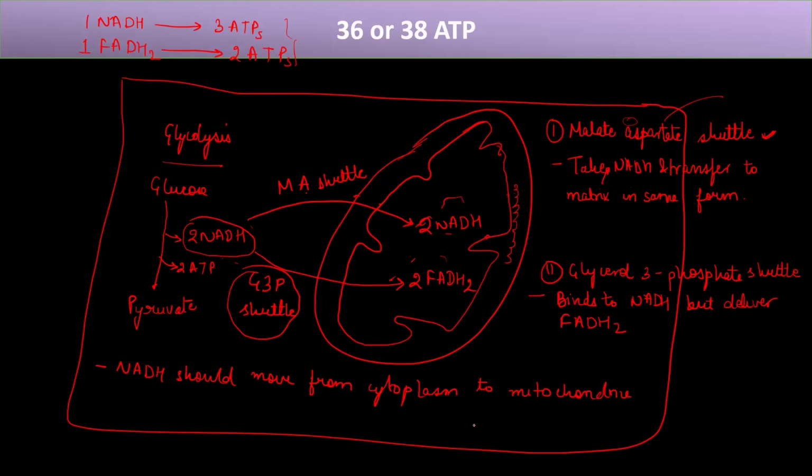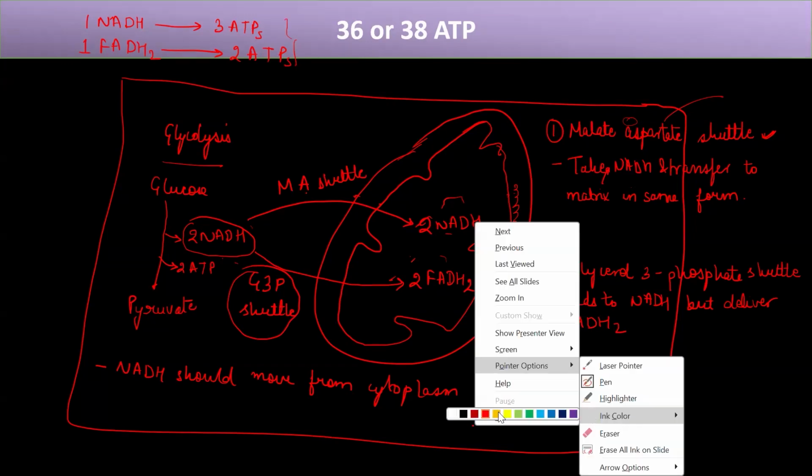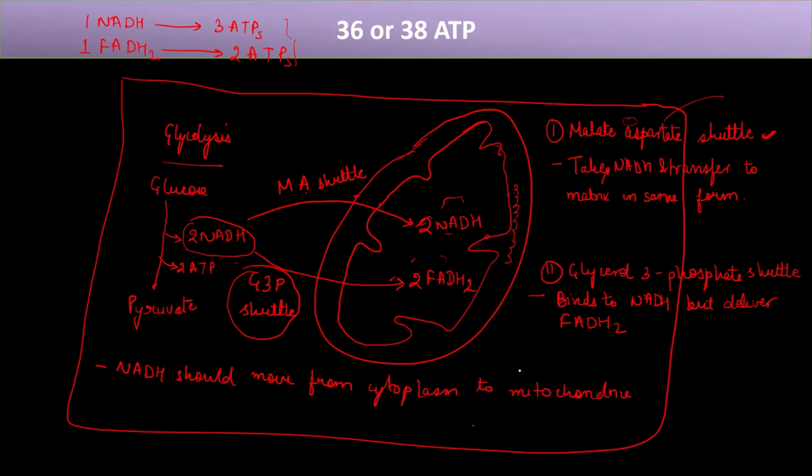Now, in what cells does this happen, where FADH2 gets involved instead of NADH in the transportation? It happens in muscle cells and neurons, where the glycerol 3 phosphate shuttle is involved. So this brings us to the end of the Krebs cycle and the ATP production. And now we understand how 36 or 38 ATPs are formed.